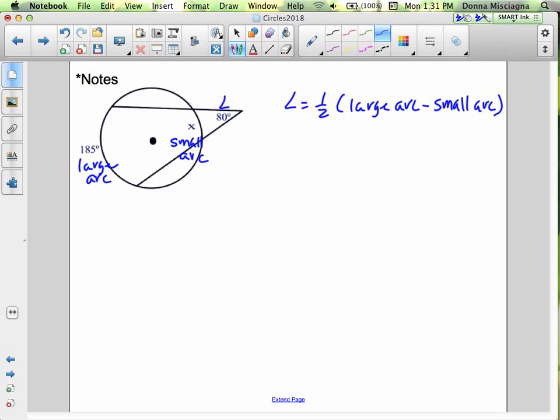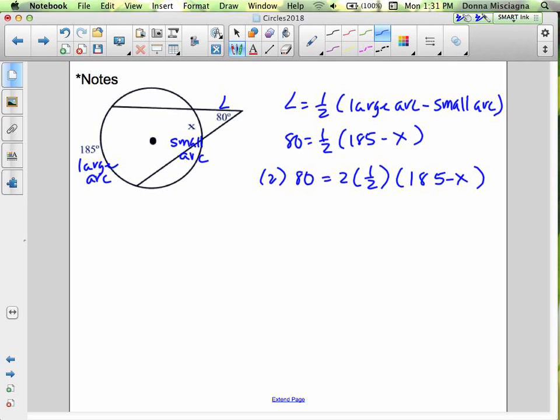That means that 80 is 1/2 (185 minus x). Now here, neither of those are easily divisible by 1/2. It would make more sense to just multiply both sides by 2 and get rid of the 1/2. So long as you do it to both sides, it's fine. You can do whatever you want.